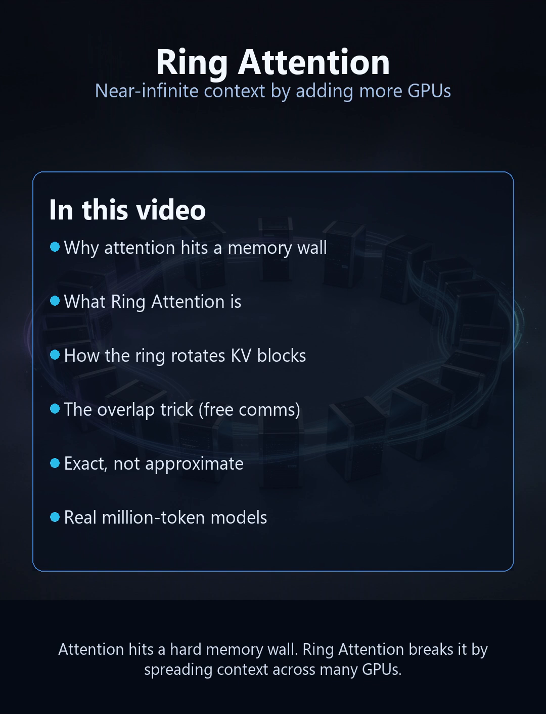Modern AI models can now read a whole book, an hour of video, or a giant codebase in one go. But plain attention has a hard memory wall that makes that very expensive. Ring attention is the technique that smashes through it, letting context grow simply by adding more GPUs. In this video: why attention hits a wall, what ring attention is, how the ring works, the clever overlap trick, and where it powers million token models.